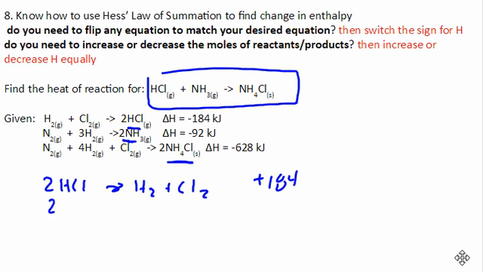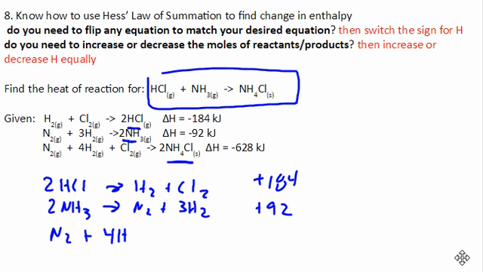Second equation, I'm also going to flip: 2NH3 yields N2 plus 3H2. And again, I'm going to flip the sign to positive 92. And then the last one, I don't need to flip. N2 plus 4H2 plus Cl2 yields 2NH4Cl. And so that stays at negative 628.